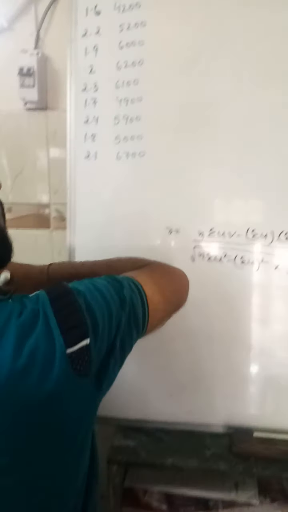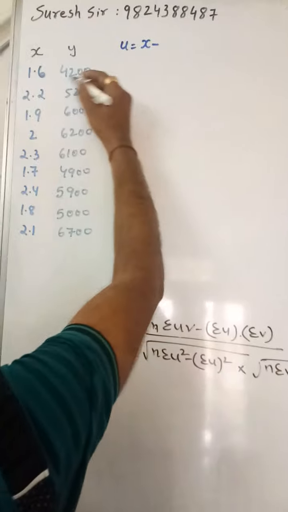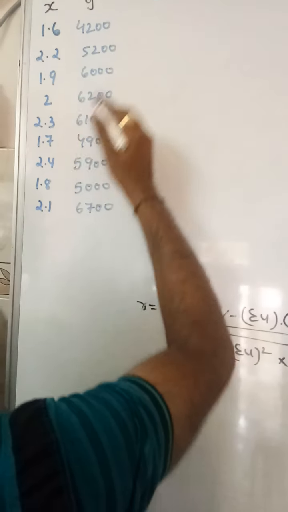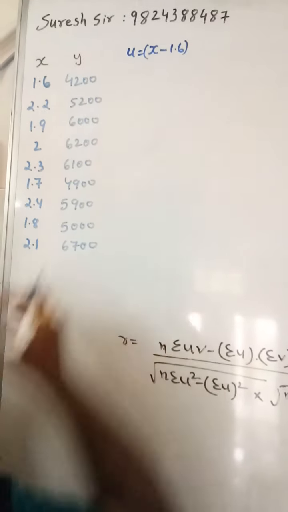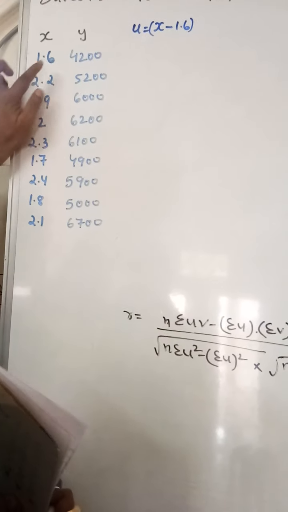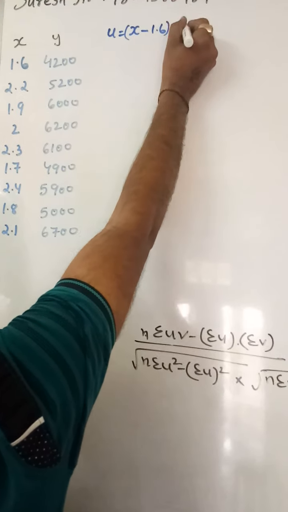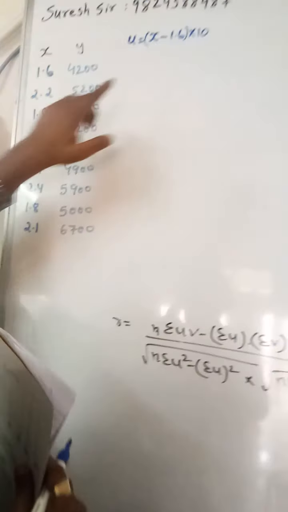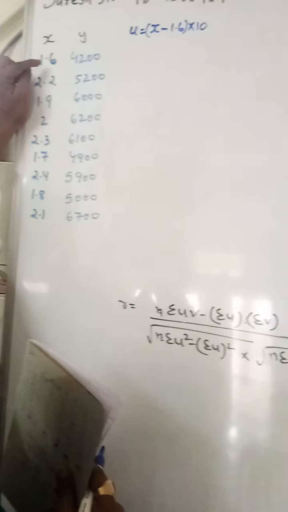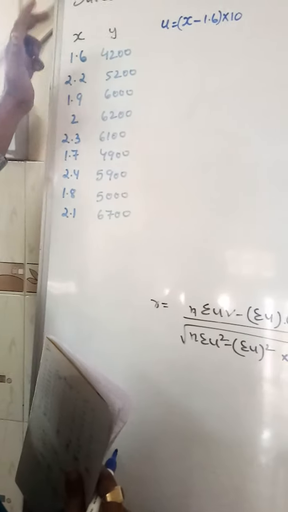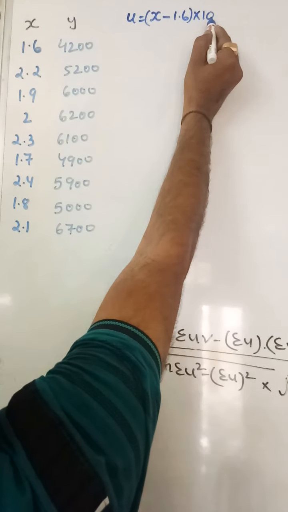Now how to find u? Listen, it's important. U is equal to x minus the lower value. It is 1.6. Now see, here every number is in point and the point is after one digit, so we will multiply by 10. Why multiply by 10? Because if any number is multiplied by 10, then the point will be removed and the number will be a whole number. It will be easy to calculate. So keep multiplying by 10.